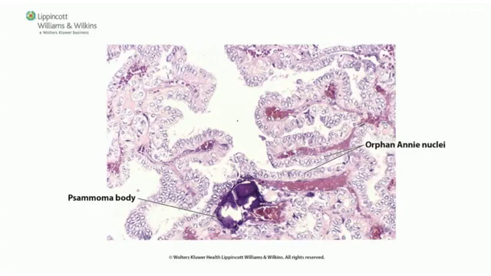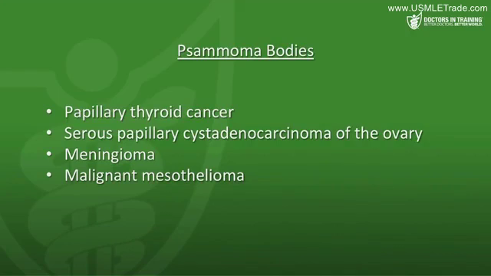It means that you have concentric rings of calcium that are laid down in sheets so that it looks like rings on a tree. So this is a biopsy of a papillary thyroid cancer. So be able to recognize that as a psammoma body, and remember those four cancers where we find them: papillary thyroid cancer, serous papillary cystadenocarcinoma of the ovary, meningioma, and malignant mesothelioma. All right, let's go ahead and do the end of session quiz.